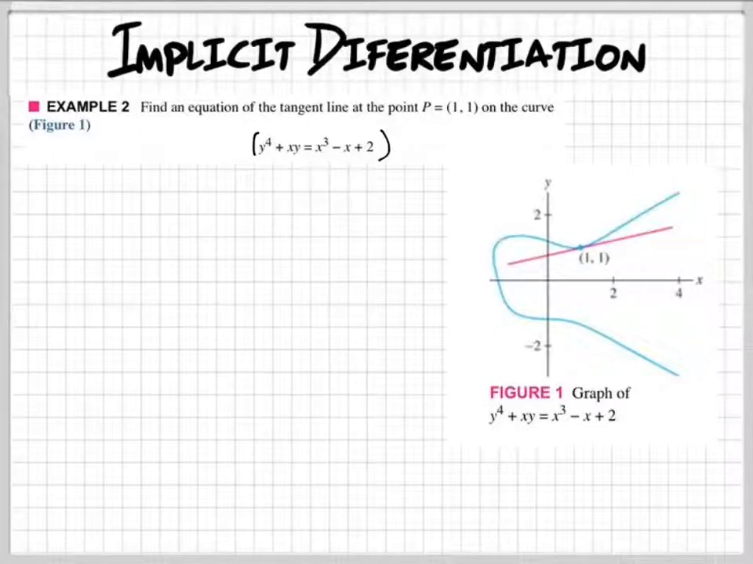I'm going to write it out like this. I'm going to take the derivative with respect to x. And so what's that going to look like? Let's write it out long ways. We're going to have d over dx. We're going to take the derivative of y to the fourth power.